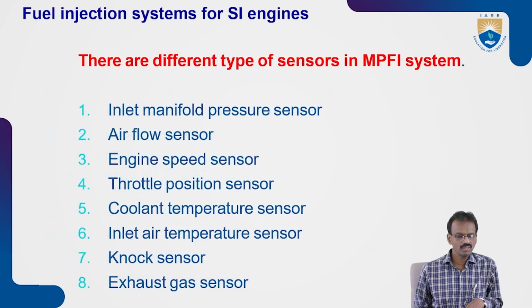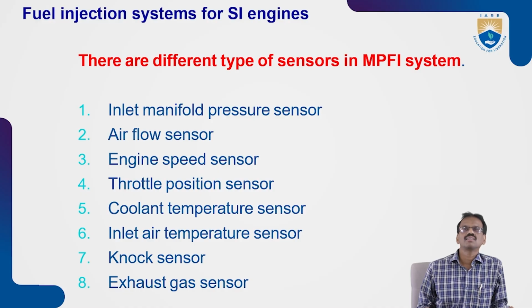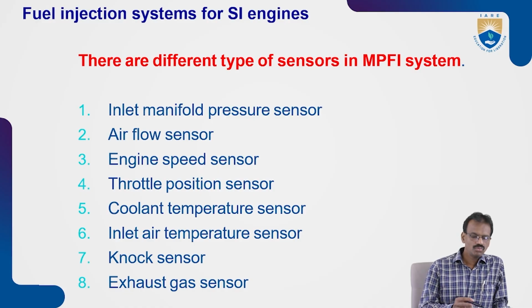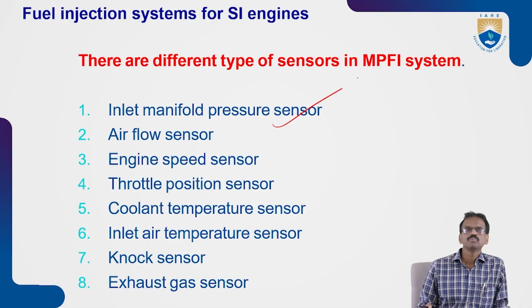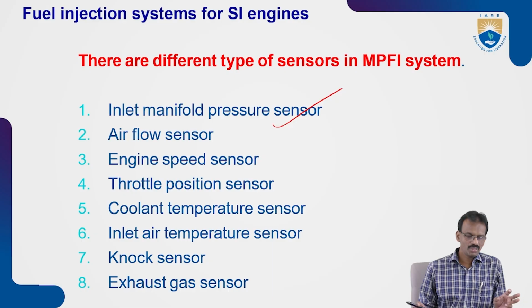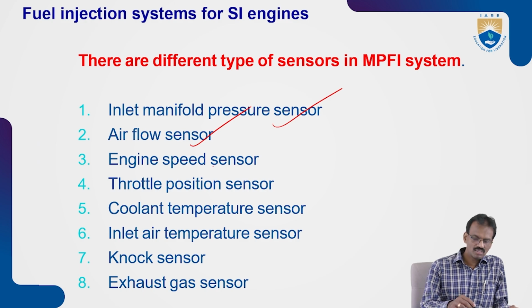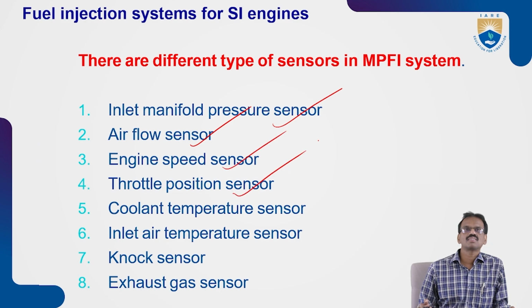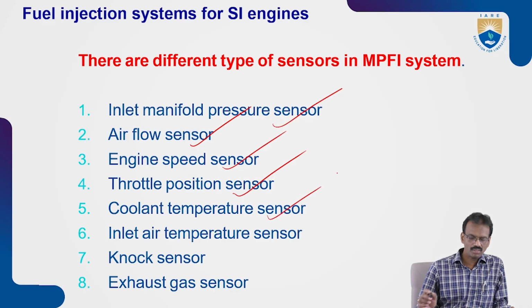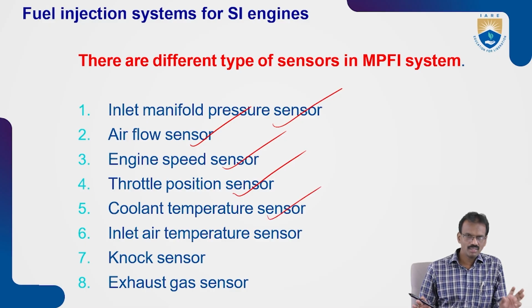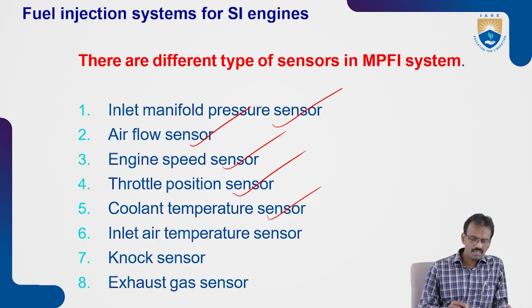Okay. So these are the different types of sensors in a multi-point fuel injection system. Inlet manifold pressure sensors are there. You know that based upon the inlet manifold pressure, the fuel pressure is adjusted. Next, airflow sensors, engine speed sensors, throttle position sensors, coolant temperature sensors also, because the engine should maintain a certain temperature for proper compression pressure, proper combustion. Next, the inlet air temperature sensor is also there, and knock sensors also.